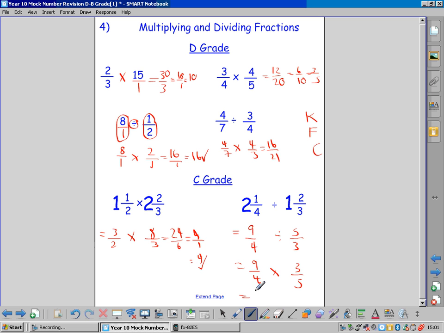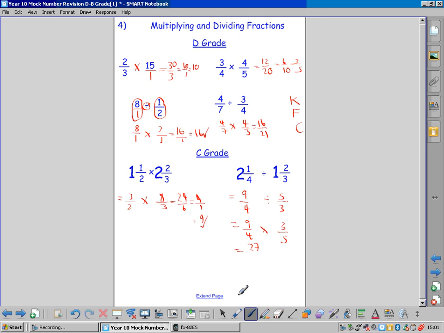9 times 3 is 27. 4 times 5 is 20. For a bonus mark, go back to a mixed fraction. How many 20s in 27? Once, left over, 7 over 20. 2.25 divided by 1 and 2/3 is 1 whole and 7 over 20.